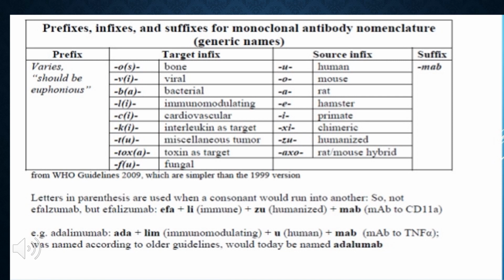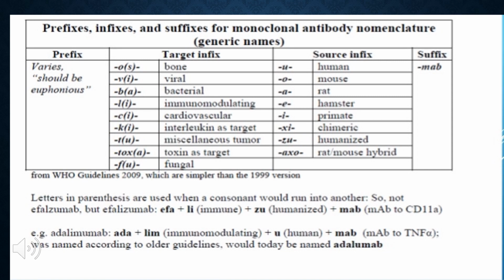Coming to the nomenclature of the monoclonal antibodies, the prefix can vary from drug to drug, and then there is the target infix. The source and the target of that particular drug give the target infix and source infix. So if the target is bone, we write it as O. O indicates osteo, that is bone. V for viral, B for bacteria, L for immunomodulating, C for cardiovascular. Like that, depending upon our target, we give a target infix.